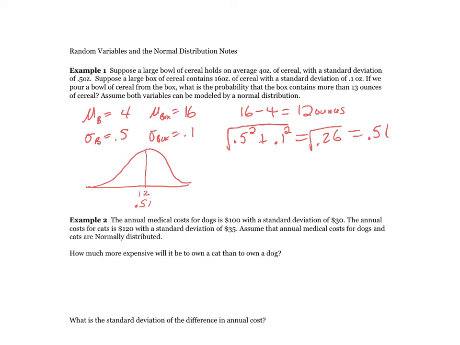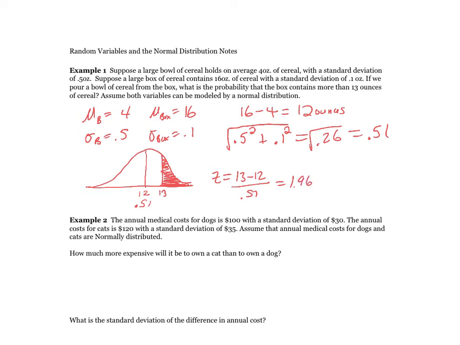Now, since both variables, the bowl and the box, were normally distributed, the difference between them should also be normally distributed. So now the question is, if we pour a bowl of cereal from the box, what's the probability the box contains more than 13 ounces? So here's 13 ounces. I'm going to shade to the right. Since this is a bell-shaped curve, a normal distribution, I can use a z-score. So I'm going to do 13 minus 12 over 0.51, which gives me a z-score of 1.96.